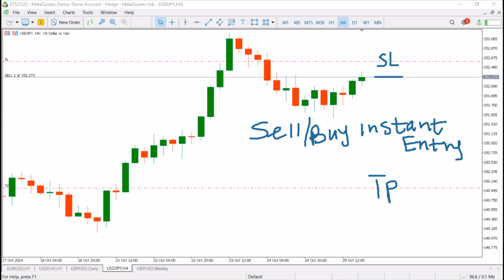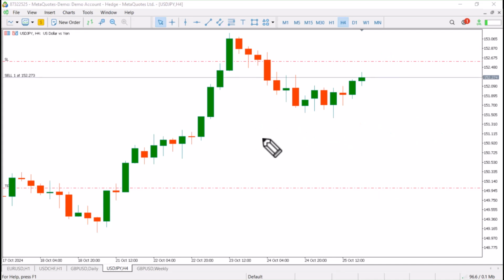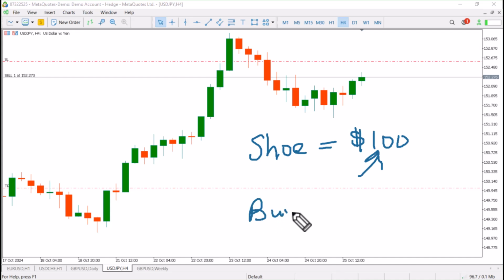It's like when you go to the market and you try to buy a shoe, and the seller of the shoe says that this shoe costs $100, and then you did not bargain the price, you didn't negotiate the price, you just said okay, I'm fine with $100, I'm gonna pay it, and you pay it. So the type of order you use to buy is buy instant order. Buy instant order. Okay, good.